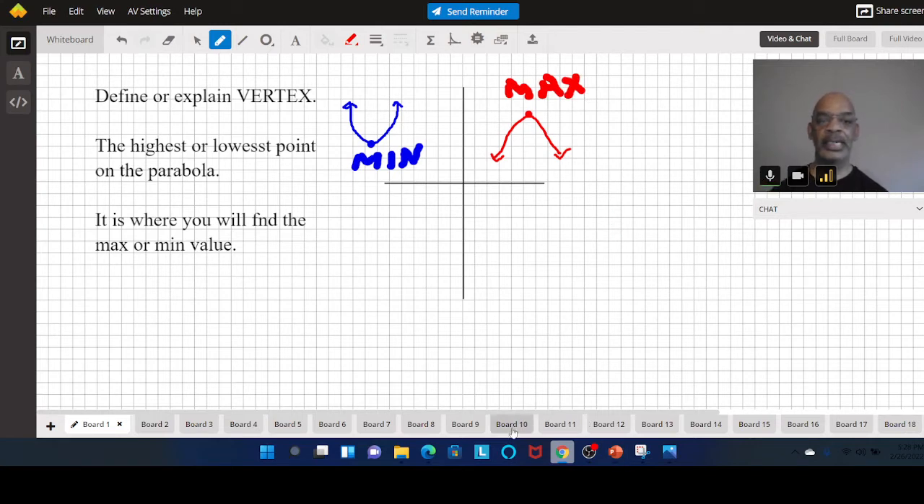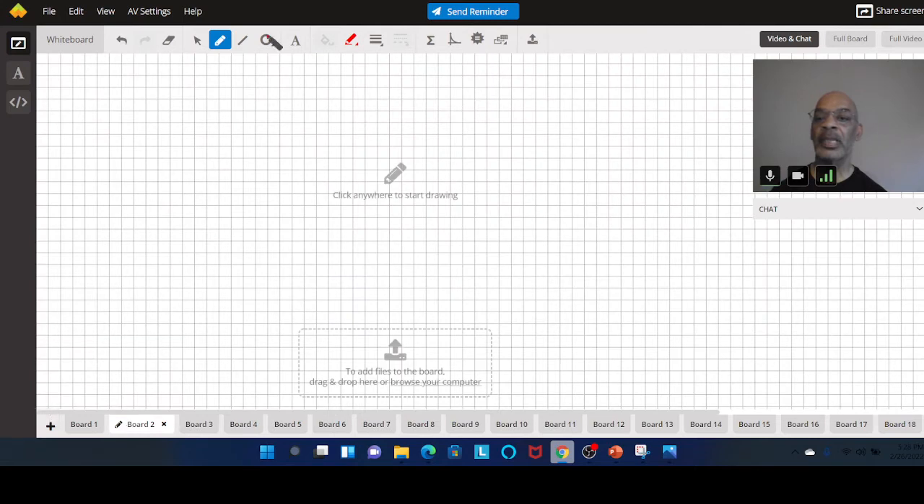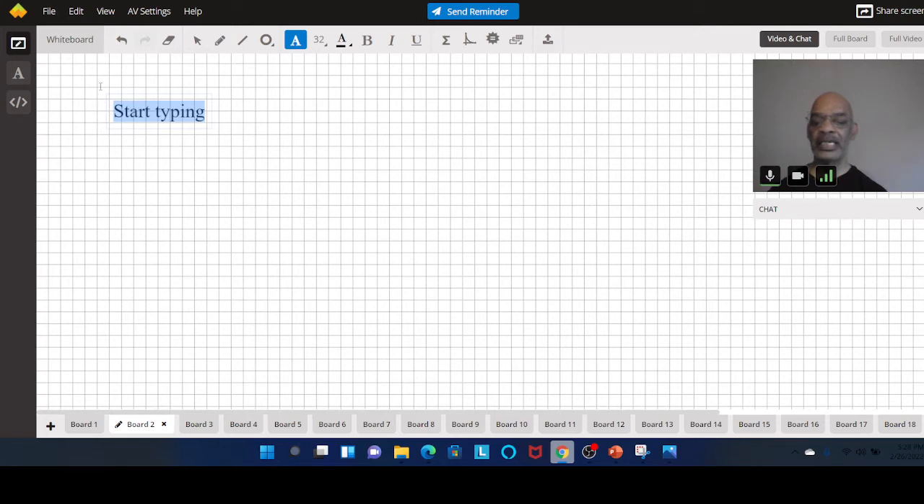All right, second question. Define or explain the axis of symmetry. The axis of symmetry is a line that splits the vertex evenly in half. If you fold the parabola onto itself, it will fold at the axis of symmetry. It is a vertical line intersecting the vertex.